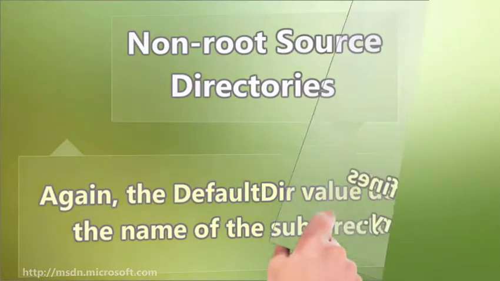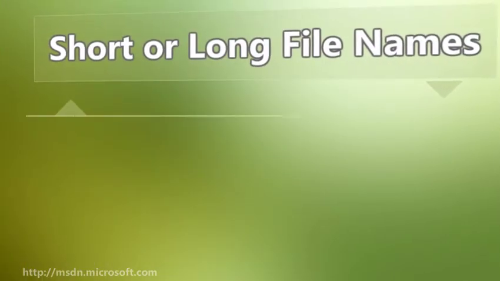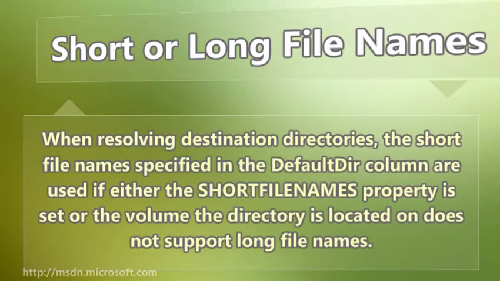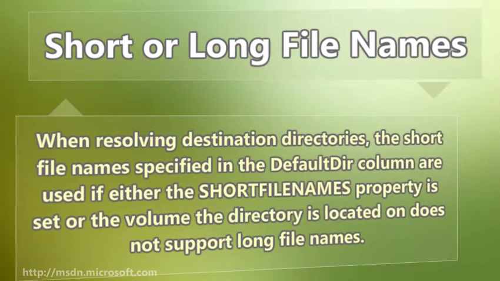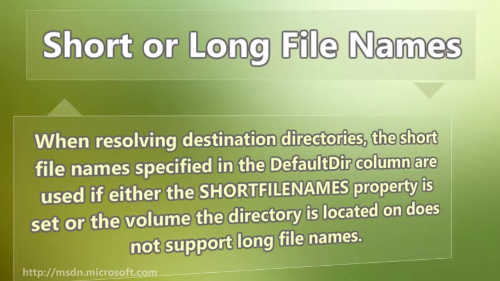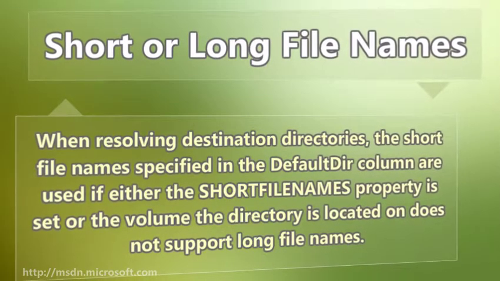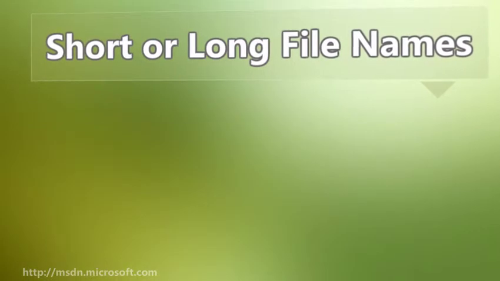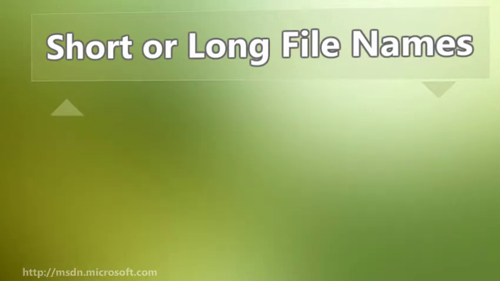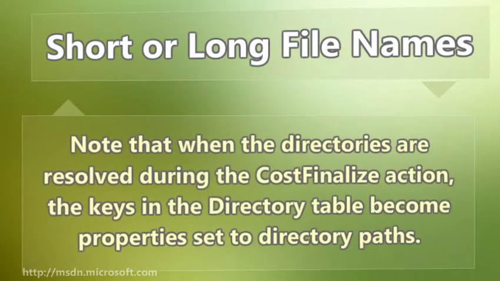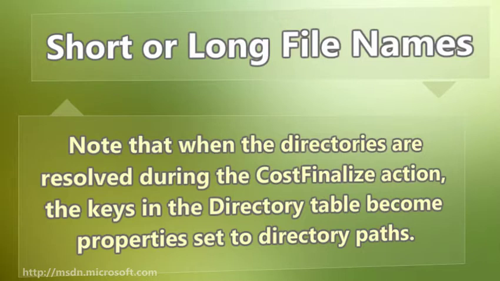Short or long file names. When resolving destination directories, the short file names specified in the default column are used if either the ShortFileNames property is set or the volume the directory is located on does not support long file names. Otherwise, the long file name is used. Note that when the directories are resolved during the CostFinalize action, the keys in the directory table become properties set to directory paths.